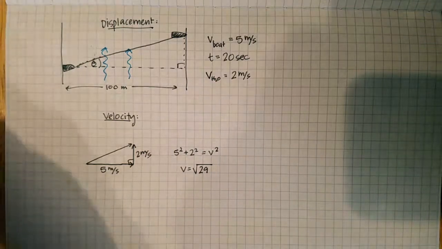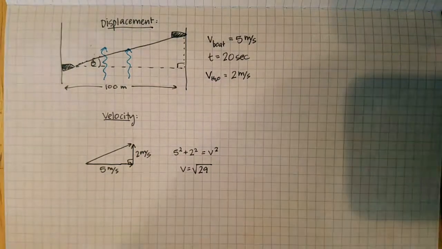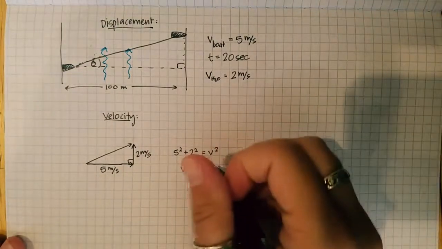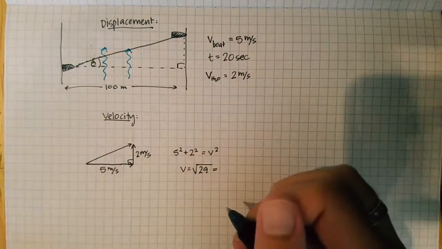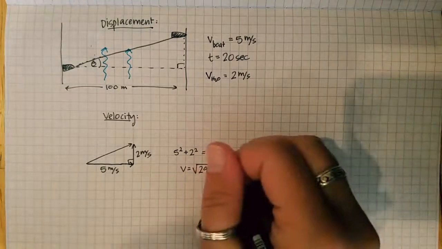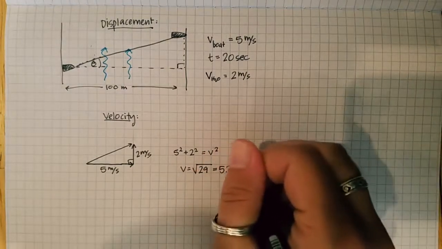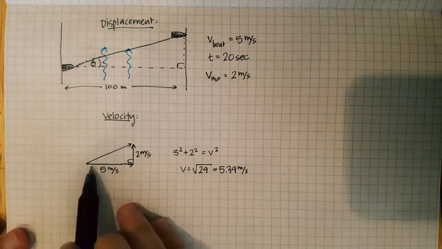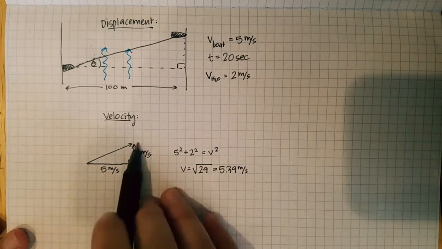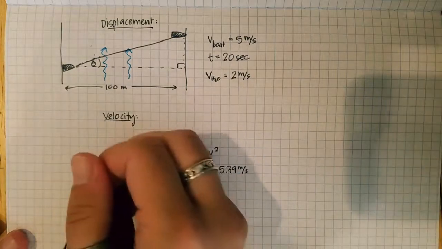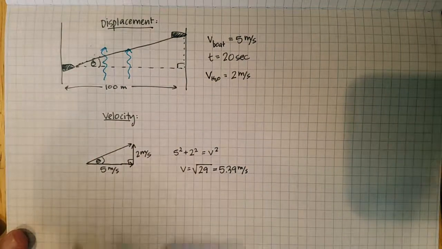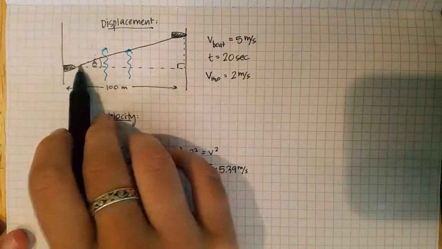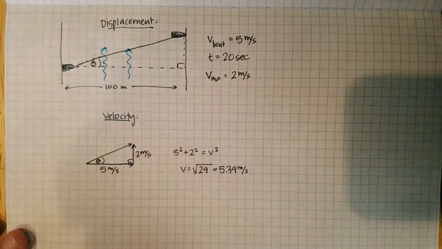And I can find my calculator here real quick. And so the square root of 29 is 5.39 meters per second. You can check it on your own calculator. So with both velocities, he's actually going in this same theta direction as the direction of his motion, right? That makes sense, that his displacement and his velocity would be in the same direction.